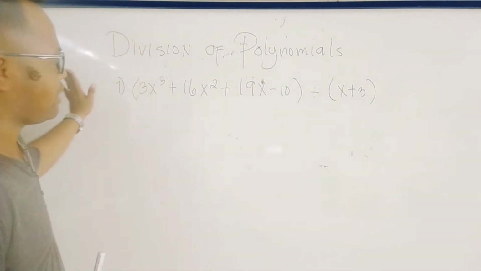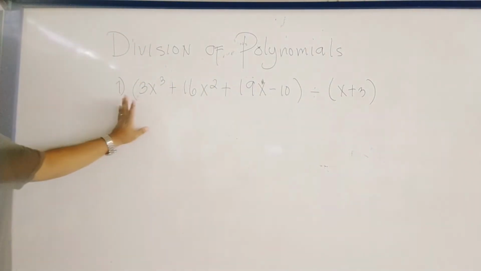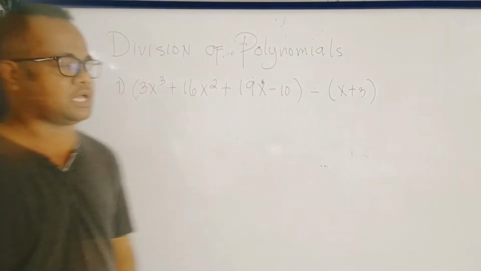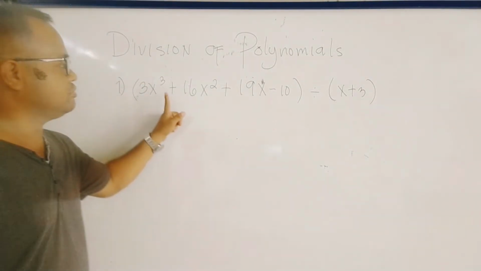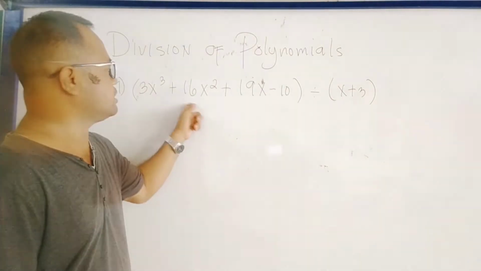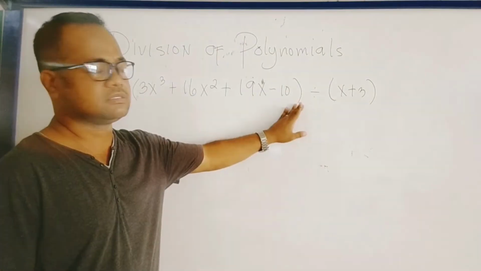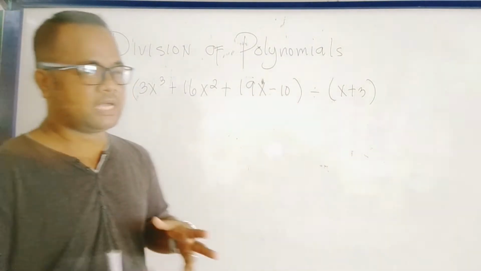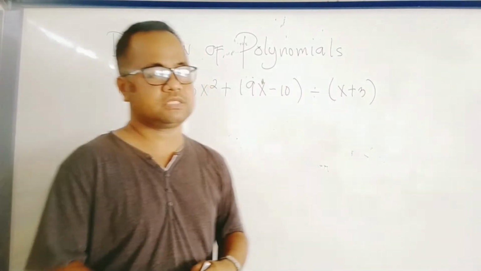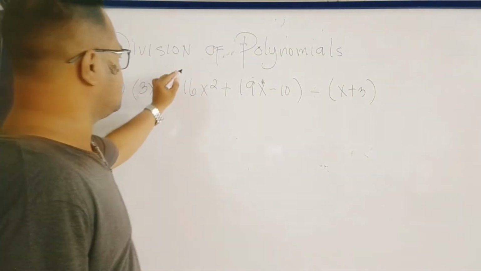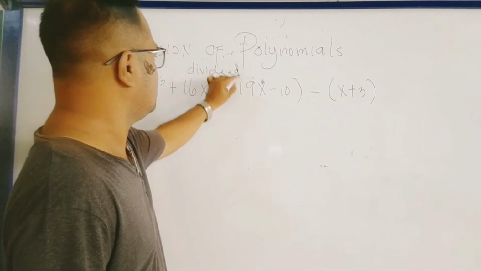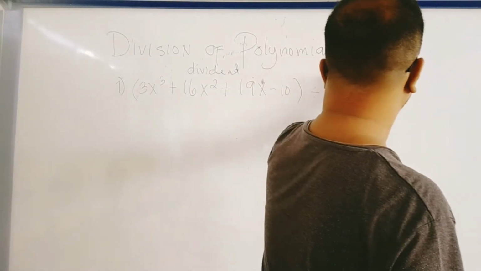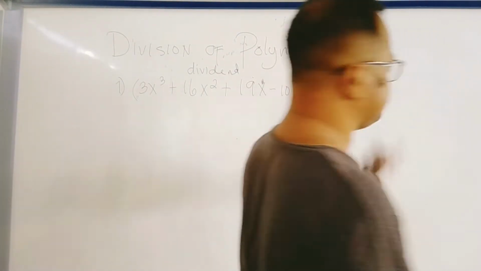So let's say we have here the example. Let's say you are asked to divide 3x cubed plus 16x squared plus 19x minus 10 divided by the quantity x plus 3. So this is your dividend, and this is your divisor.